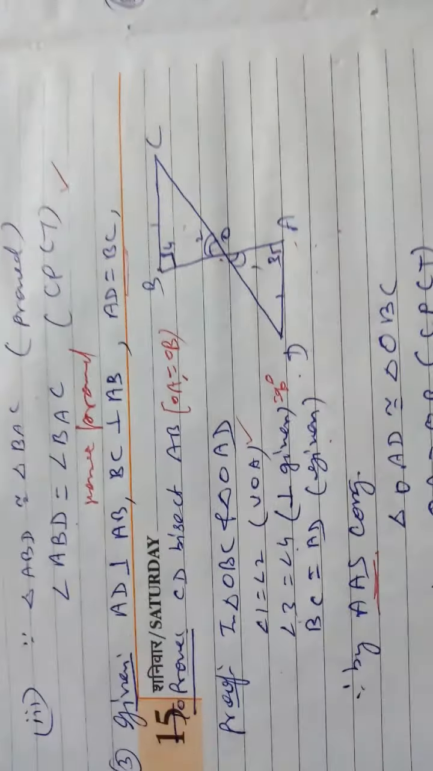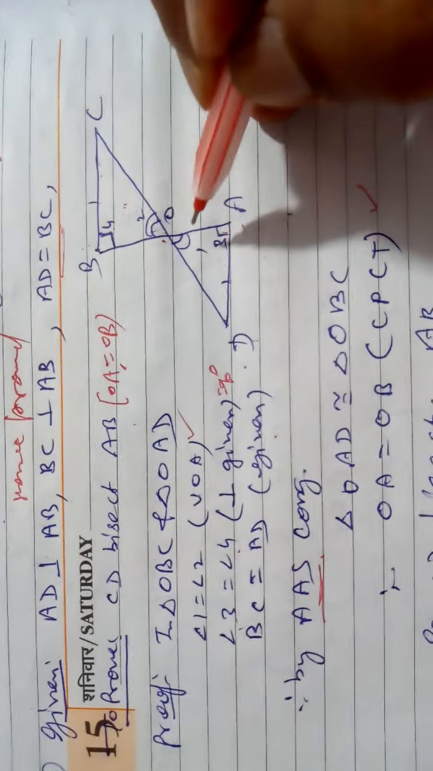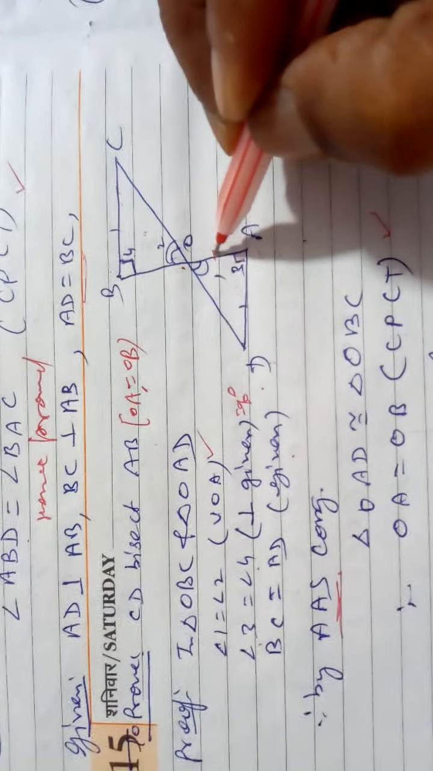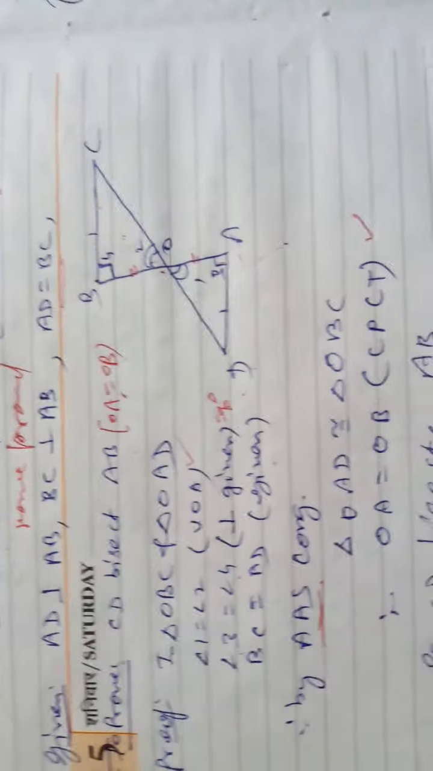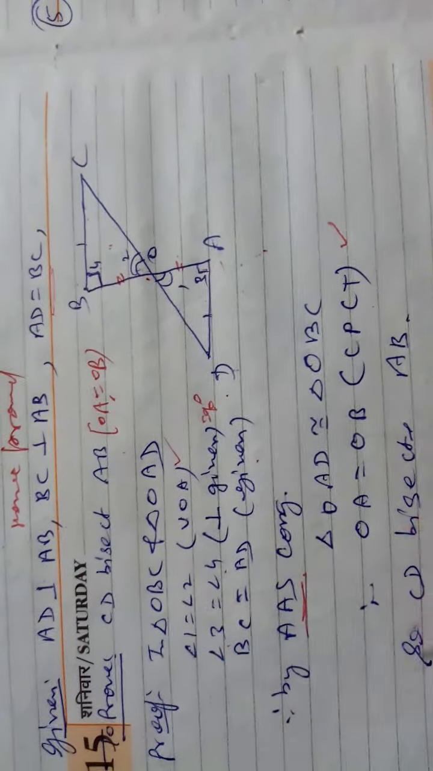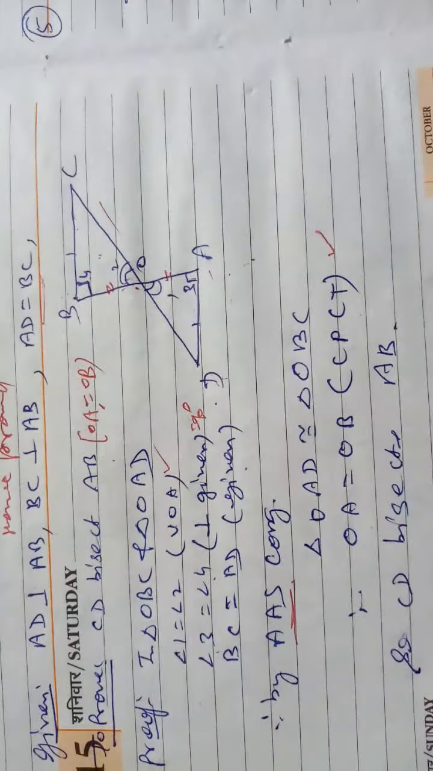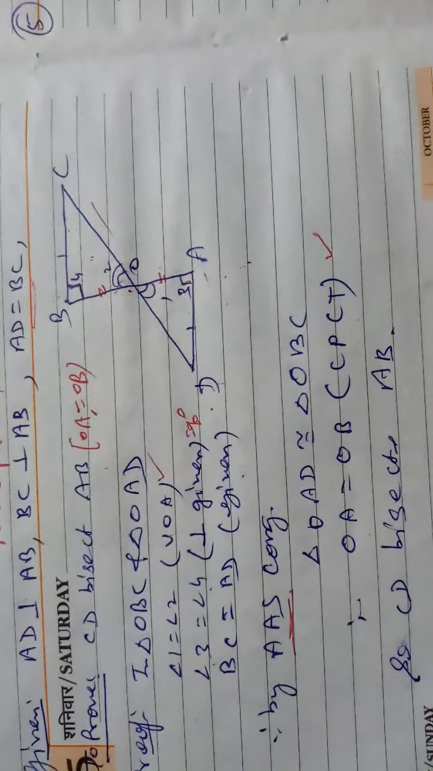If it is congruent, then what is the CPCT? CPCT is saying OA equal to OB. This is equal to this by CPCT. And if these two parts are equal, it means CD bisects AB. Hence proved.